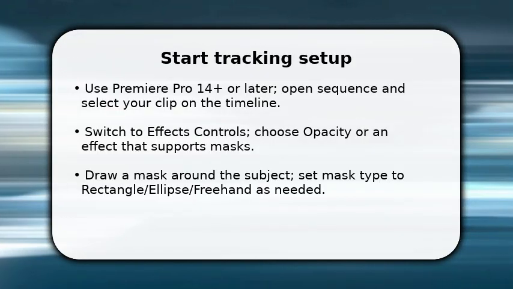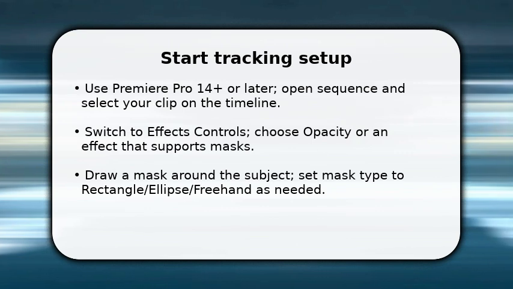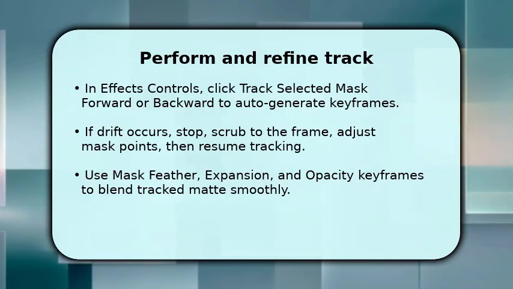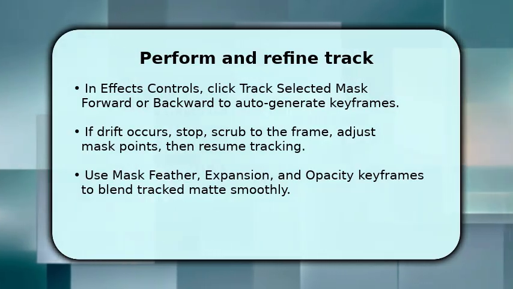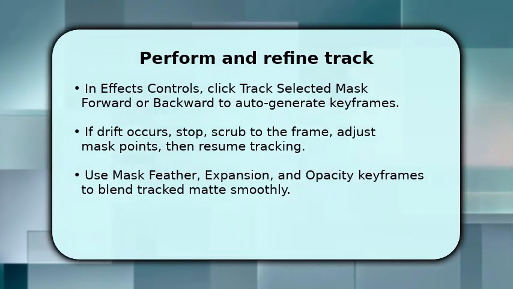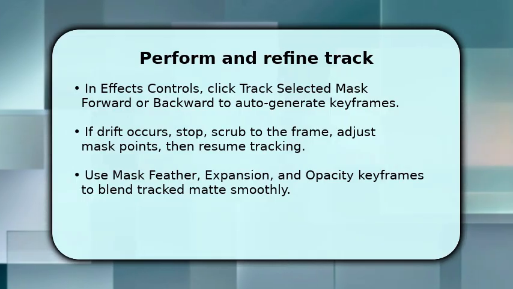Then position the playhead just before the motion starts, and get ready to track forward or backward, depending on your shot. Now run the automatic track. Use track selected mask forward or backward in Effects Controls to generate mask path keyframes. Watch the playhead as Premiere analyzes motion. Once the track completes, scrub through the timeline to inspect each region.